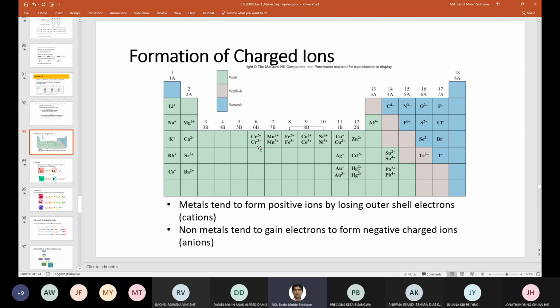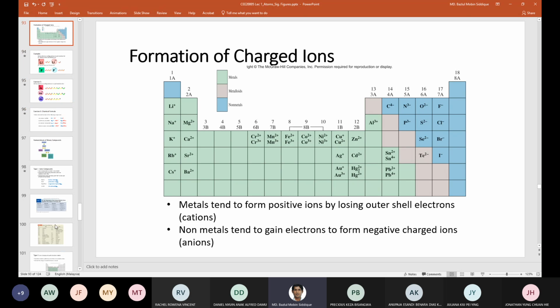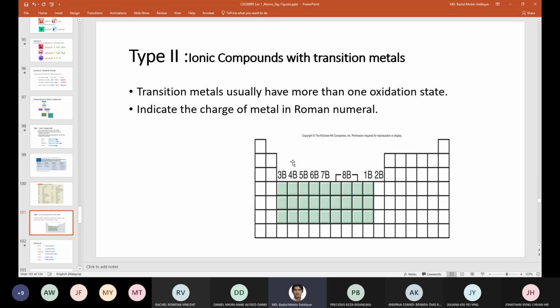For example, go to that table again. Here we see that chromium has 2 positive charge and 3 positive charge as well. Manganese has 2, 3. Iron has 2. So everyone has a different oxidation state. They vary, and some of them even have 5, 6 oxidation states. So they vary very much, and that is why when you name it, you have to indicate what oxidation state they are in that compound.